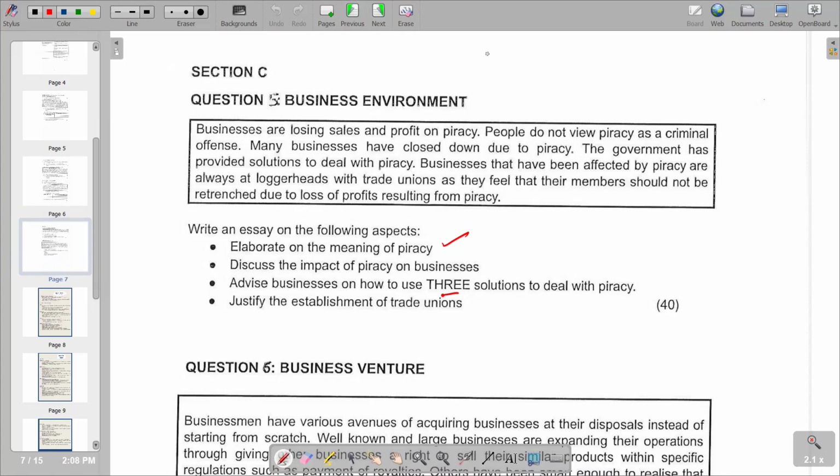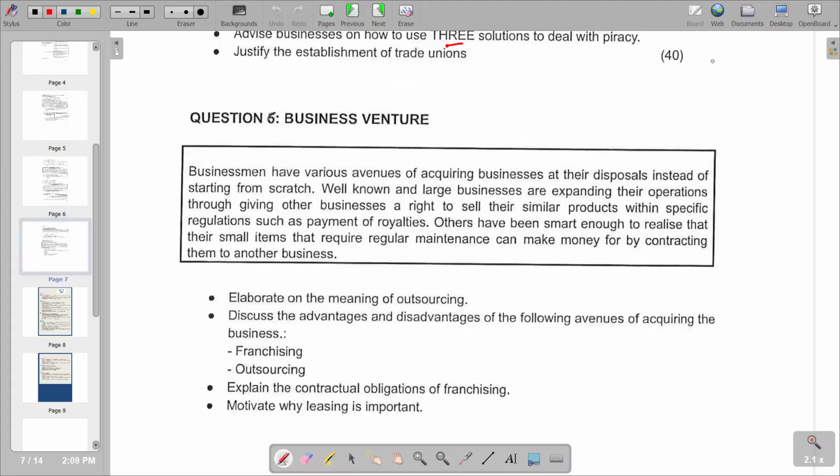So we are now moving on to the last question of this question paper, which is going to be our question 6. So moving on to question 6, it's on business ventures. You're also given information that you need to go through before you attempt the question. So you can go through and comprehend what you are given.